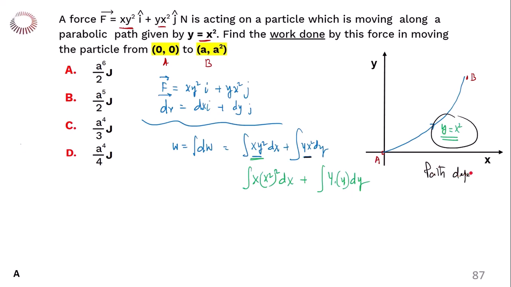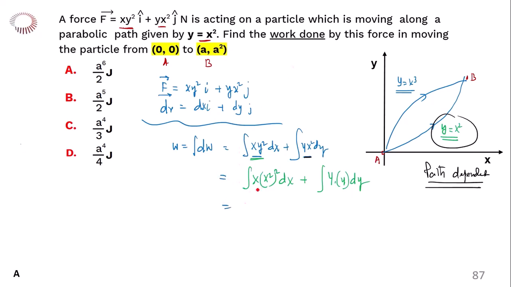I should know in which path I am getting this work. If I move the particle from A to B, let us say through another path, let us say I am moving this particle through this path, and the equation of this path is somewhat different. Let us say y equals x cube. Then our answer will be different. So this is a path dependent one.